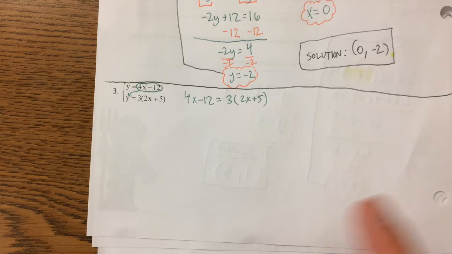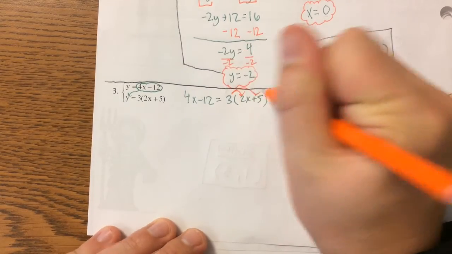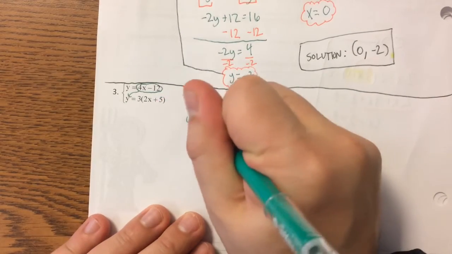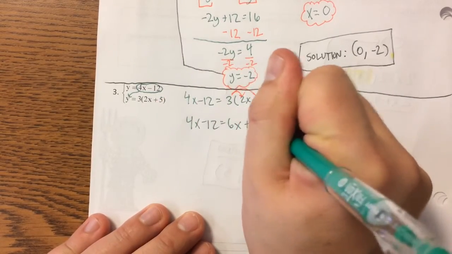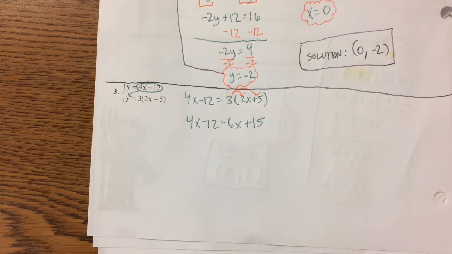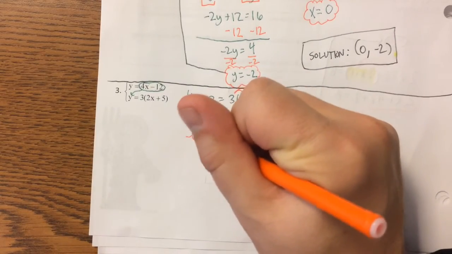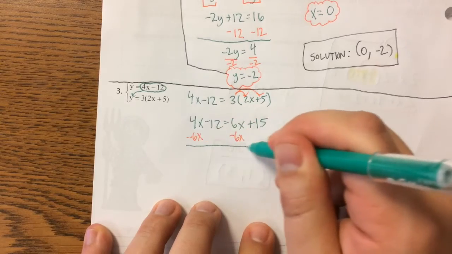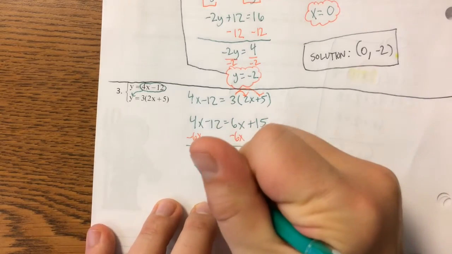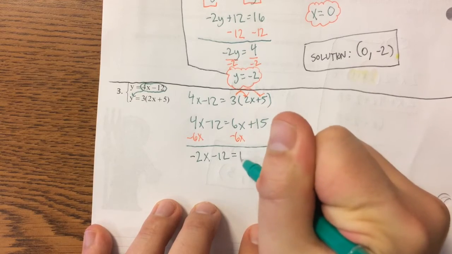Really, the big difference here is just in the steps. You've got variables on both sides, which we didn't have in the other one. The order of the steps is pretty much the same, though. I'm going to distribute the 3, and that gives me 4x minus 12 equals 6x plus 15. Now when I combine like terms, since they're on different sides, I need to move one over. So I'm going to subtract 6x from both sides. A little different from the last one. So that's negative 2x minus 12 equals 15.